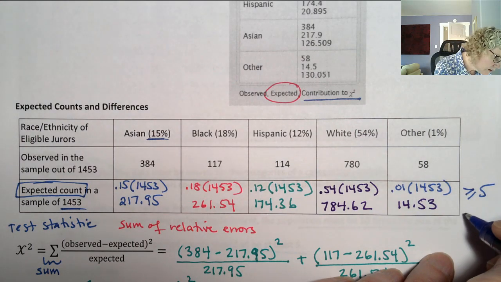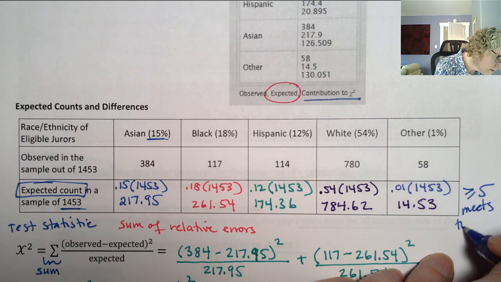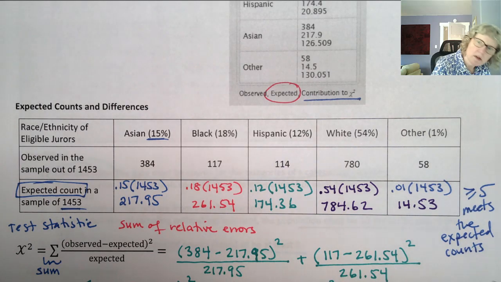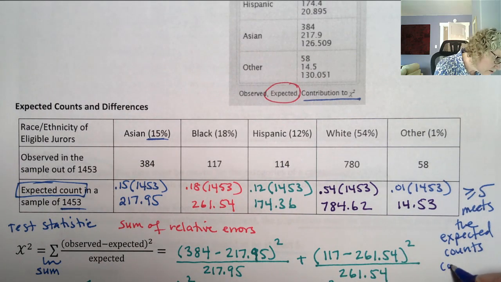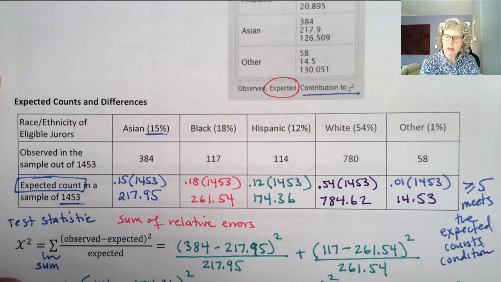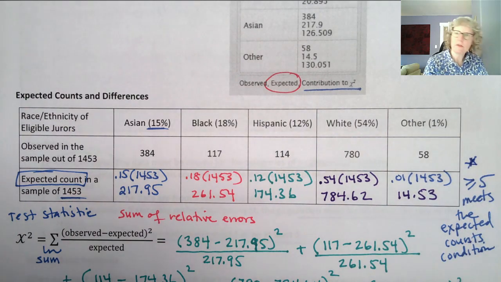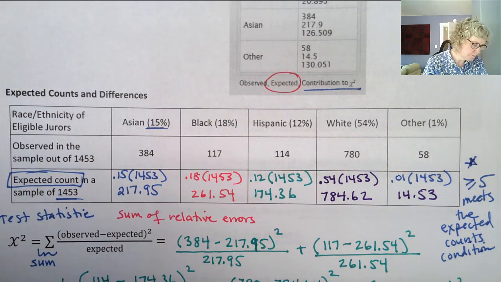This meets the expected counts condition. Can you see that? Yeah, condition. Okay, so feel free to go back and add that note. Each one has to be greater than or equal to 5.